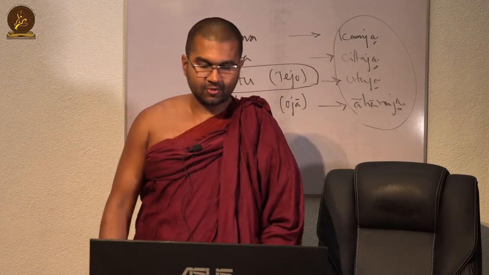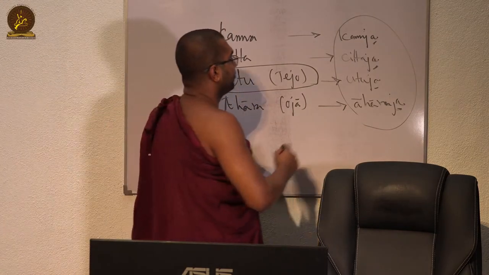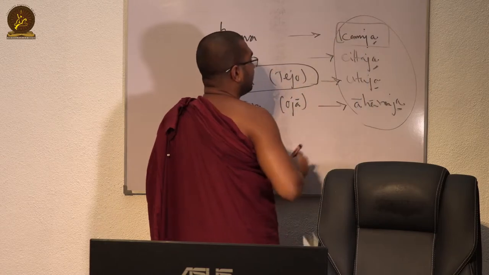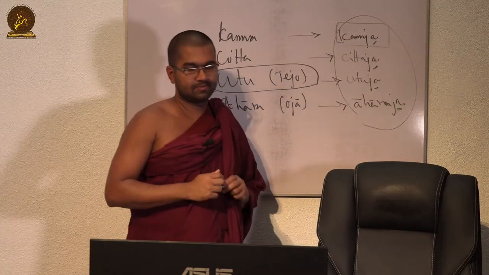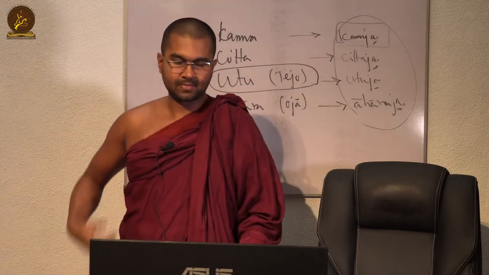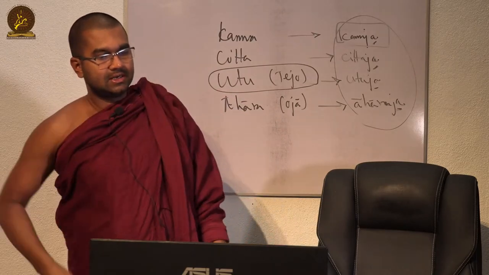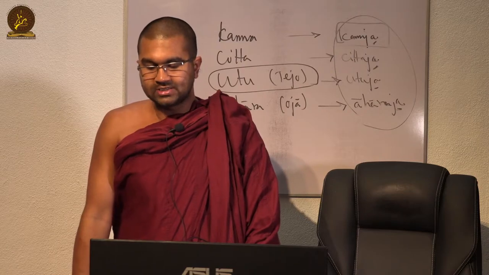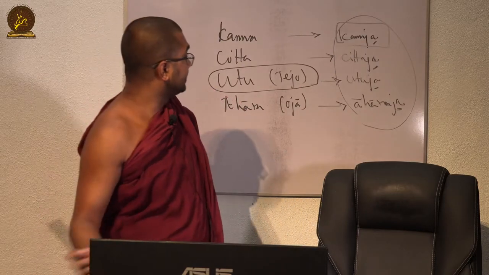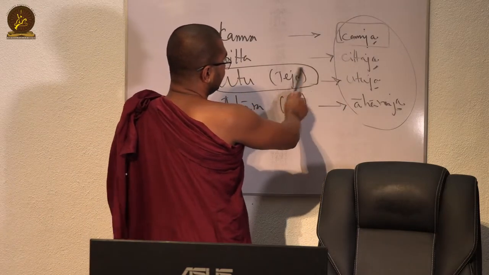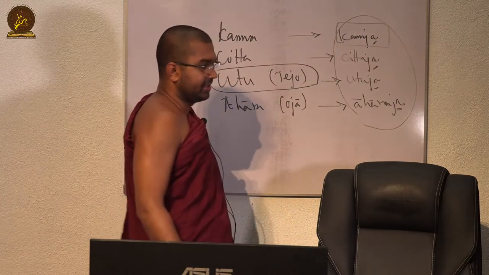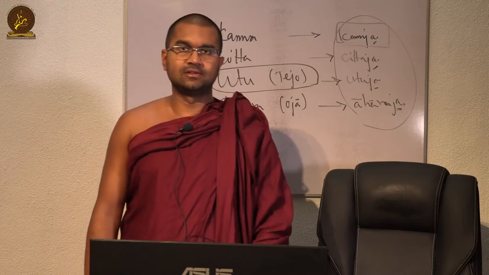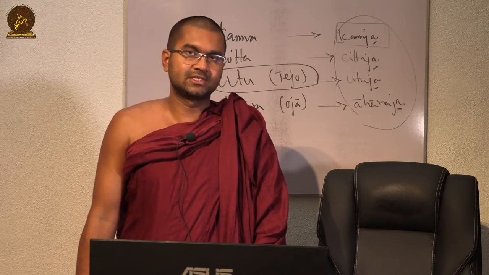Now today our focus, and we shall be taking a few weeks for this, is kammaja rupas, the matter born out of past karma. Compared to the uttuja rupas, which are abundant in our body, kammaja rupas are lesser. But they are very vital for our lives to sustain.